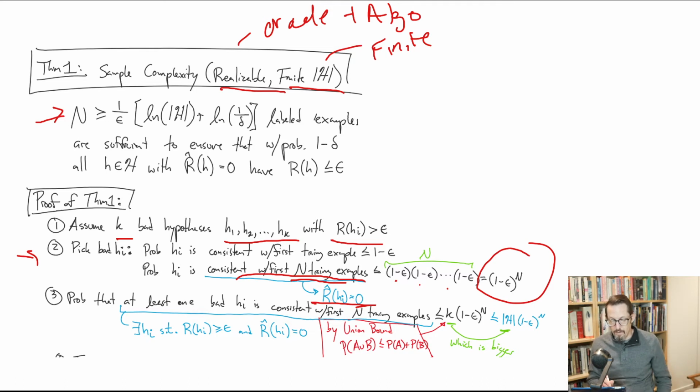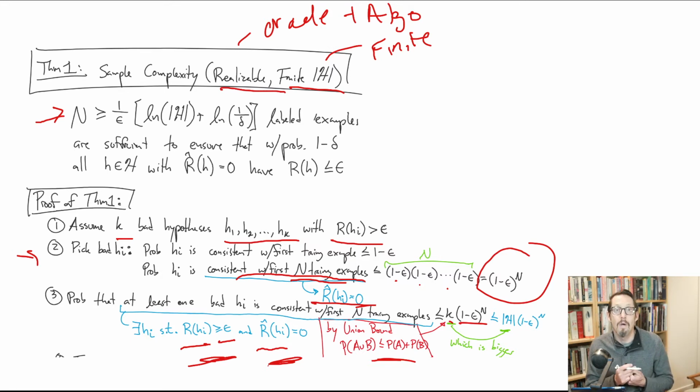Okay? Now, the statement here is that there exists some hypothesis such that the true error is bigger than epsilon, and at the same time, the training error is 0. All right? That's an and, right? It's a union. Well, we know that the probability of the union is less than the probability of the first thing plus the probability of the second thing. Right? And that's how we get to this. All right? So we put the k in front of the 1 minus epsilon to the n, and we know that k is how many bad hypotheses there are.